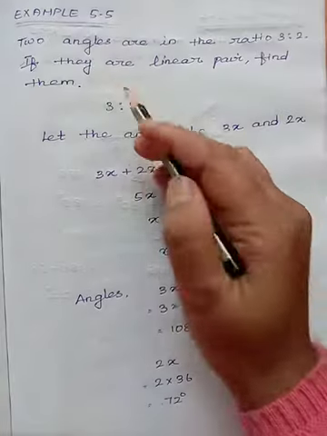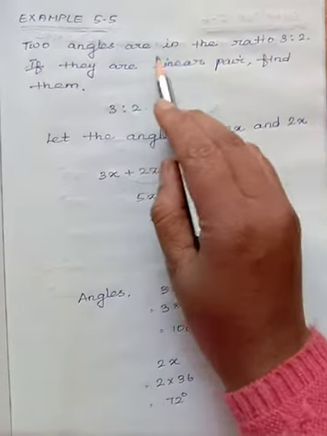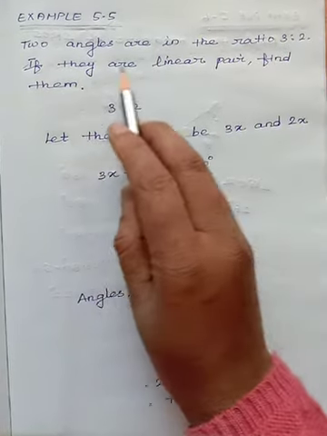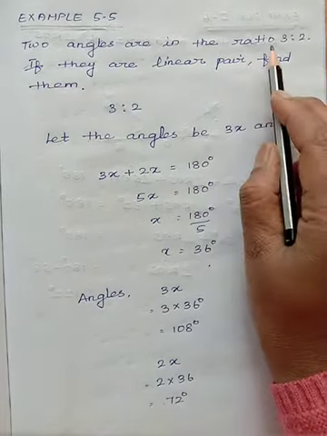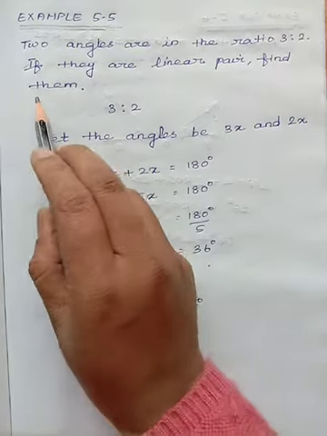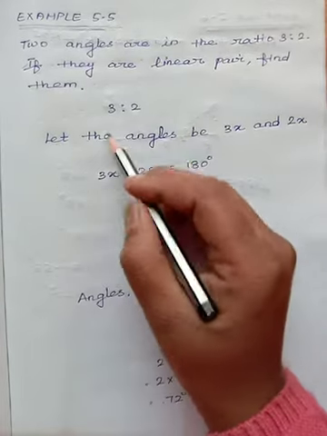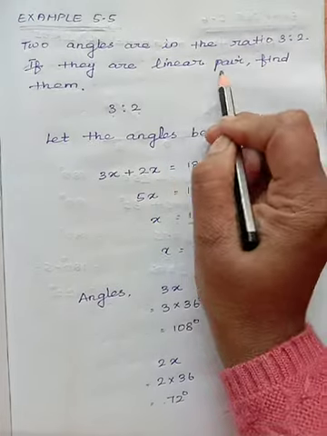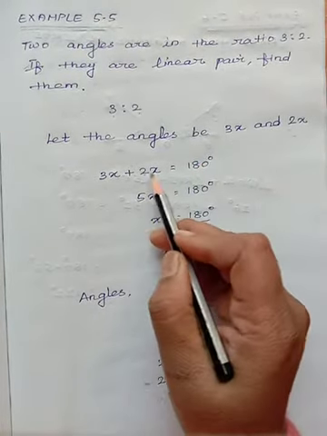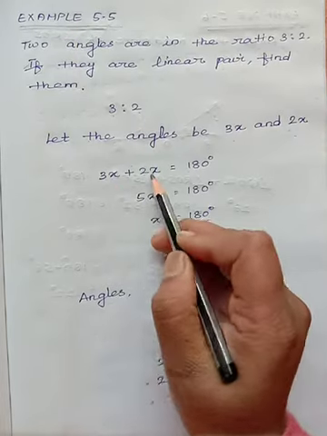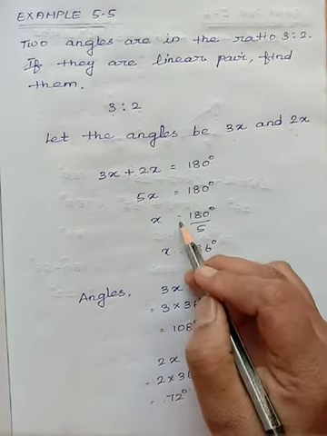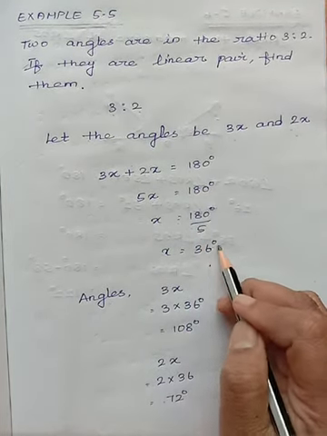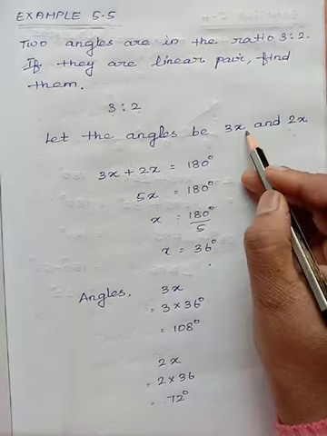Next is our example 5.5. Two angles are in the ratio 3:2 if they are a linear pair. Linear pair means when you add those two angles, you should get 180 degrees. Find them. So 3:2 means let the angles be 3x and 2x. Since it is given as a linear pair, we add these two. 3x plus 2x is 5x equal to 180 degrees. x equals 180 degrees divided by 5. 5 divides 180 36 times, so the value of x is 36 degrees.